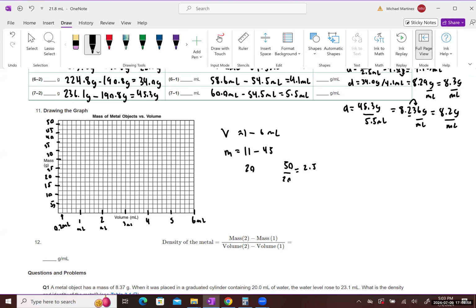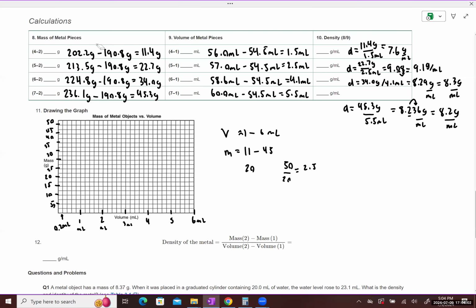Okay, so let's now start adding our data points. So the first data point, we have a mass of about 11.5 and a volume of 1.5. So the volume is about here. The mass is somewhere around here. Okay, so we have our first data point added.